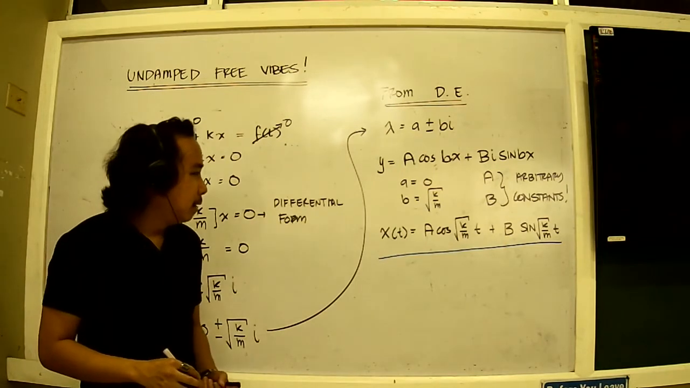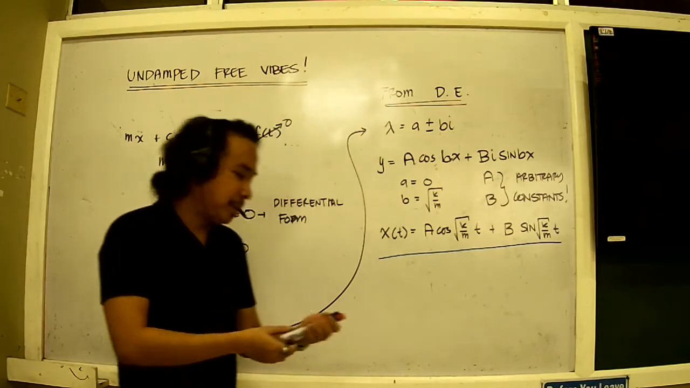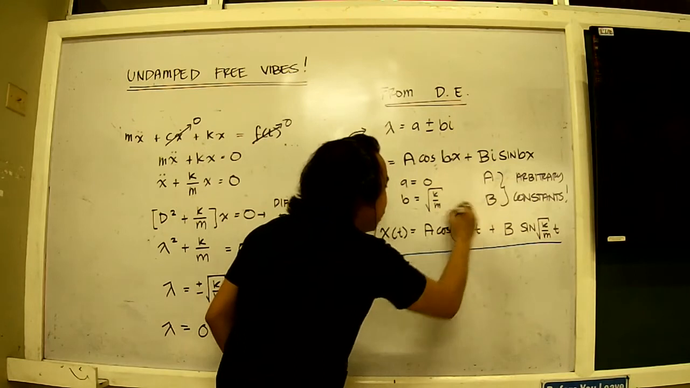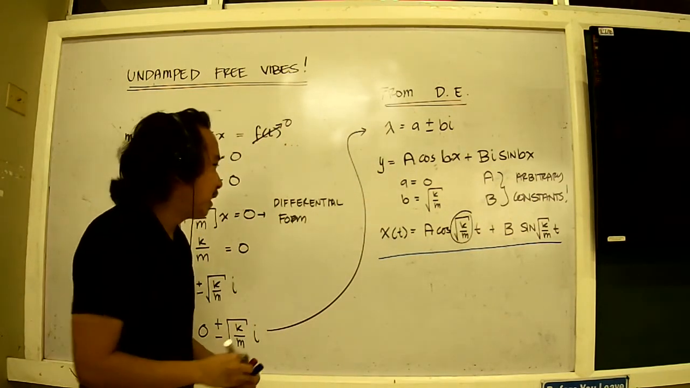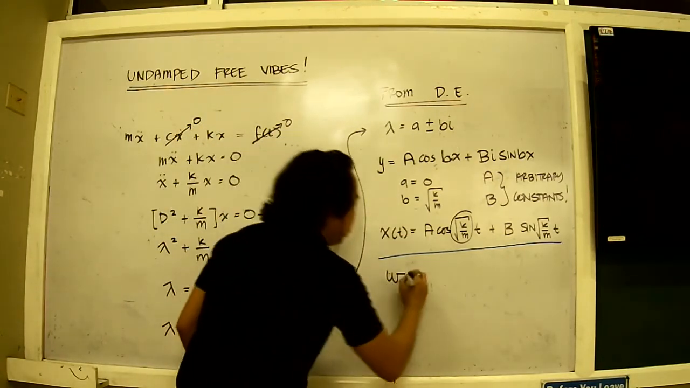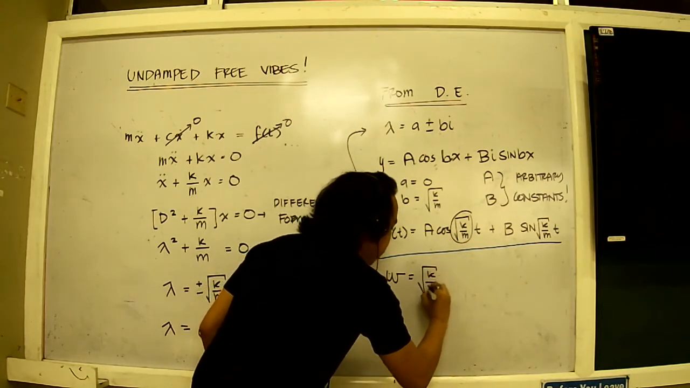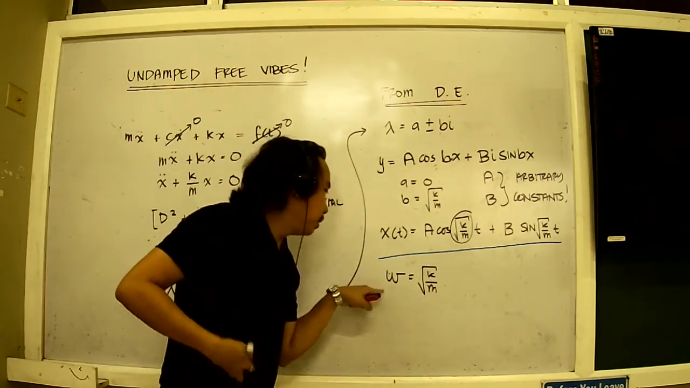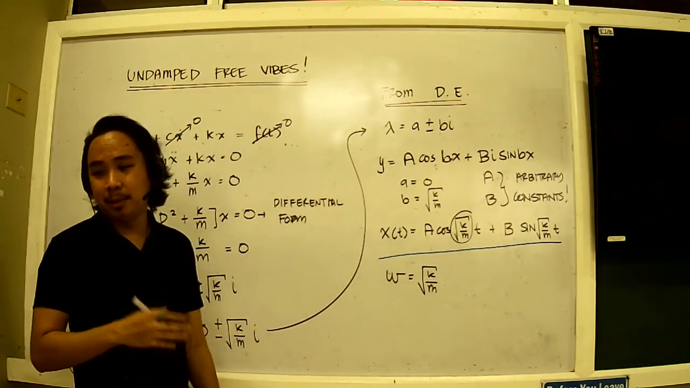Now, for convenience, let's observe a special parameter here. This square root of k over m, aside from being convenient, we can put into one term, which is w. I'll just call this w or omega, you can name it basically whatever you want, but let's call this w. This is a very special term.